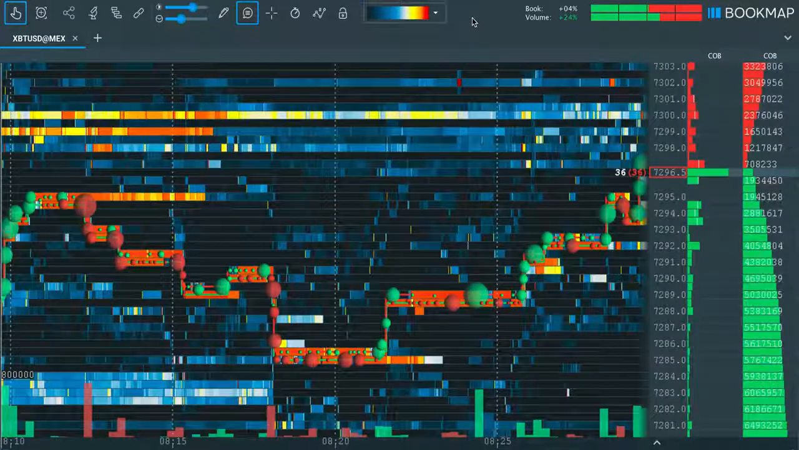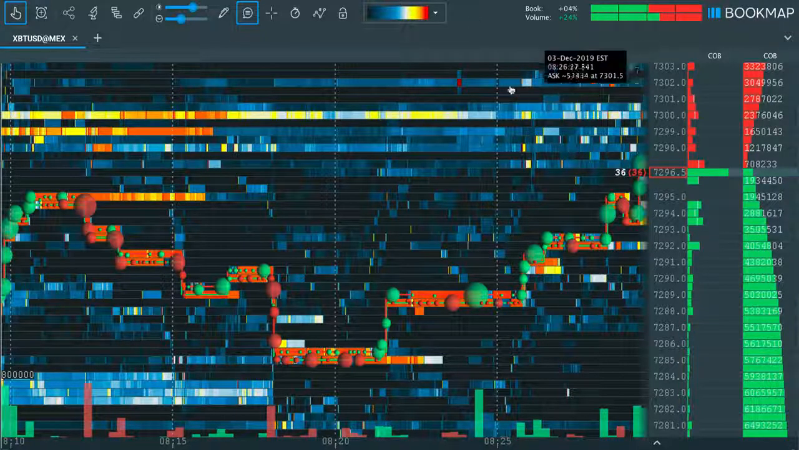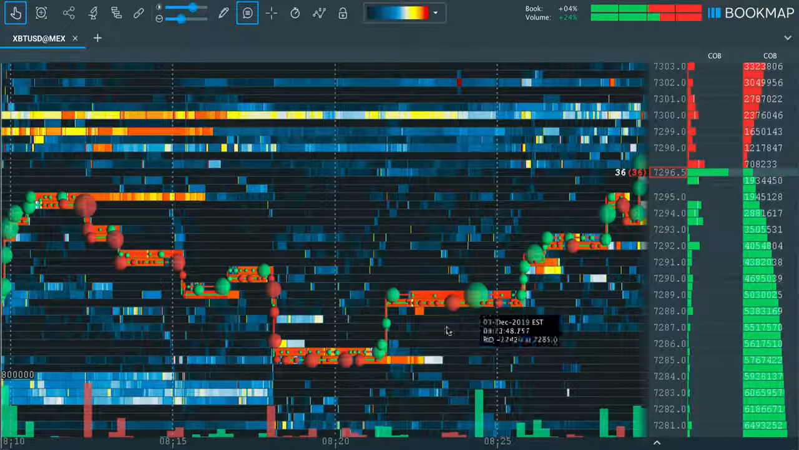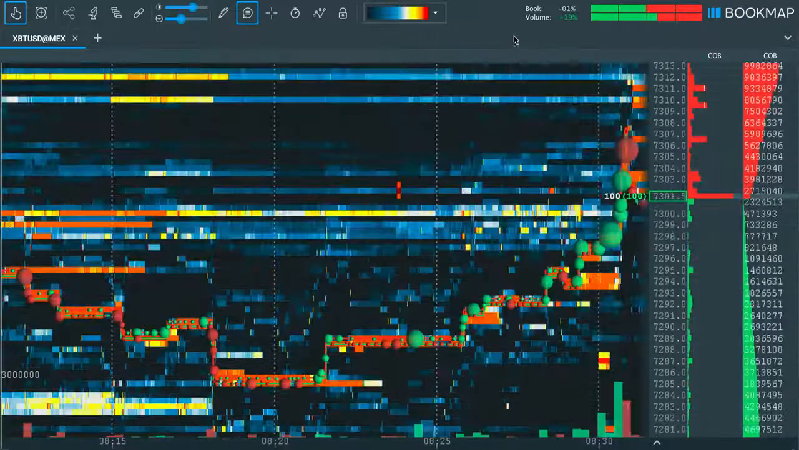Here we see demand greater than supply, and I think that it's just a matter of time before 7,300 falls and we see some more market buying. I'm just seeing strong demand, as you can see here.